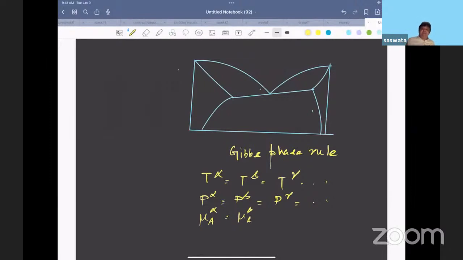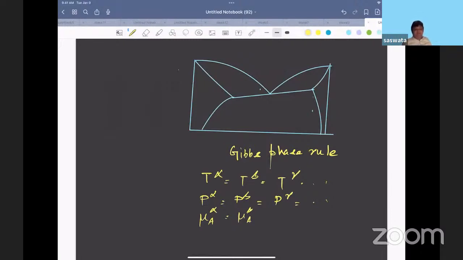Where it does not make sense, you immediately know what the problem is, isn't it? See, that is one thing. Second thing is, apart from Gibbs phase rule, you have to look at... So that is basically it. But for example, in Gibbs phase rule, I'll just give you one small trick question.